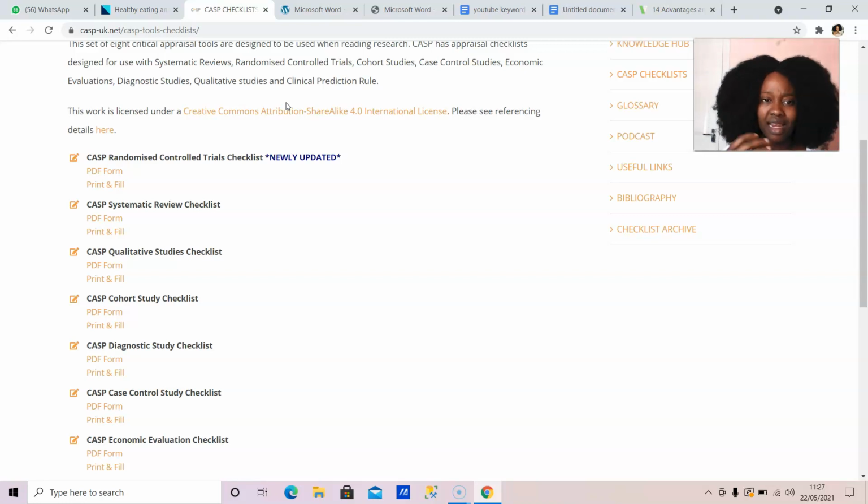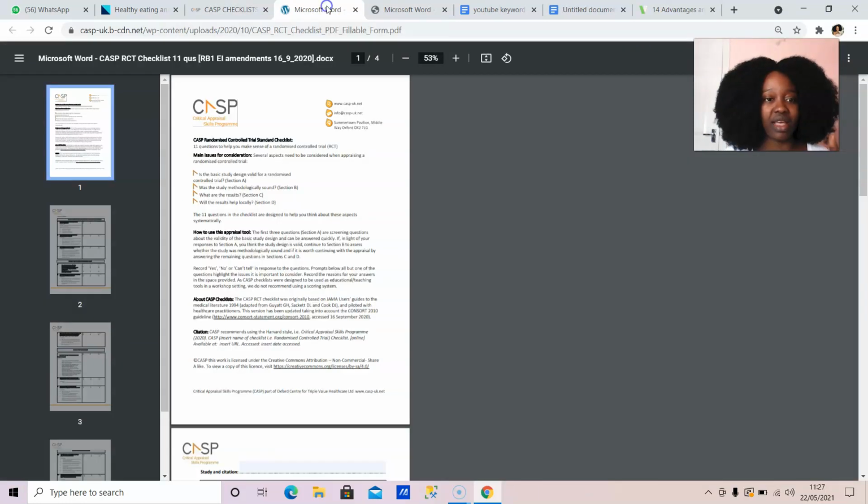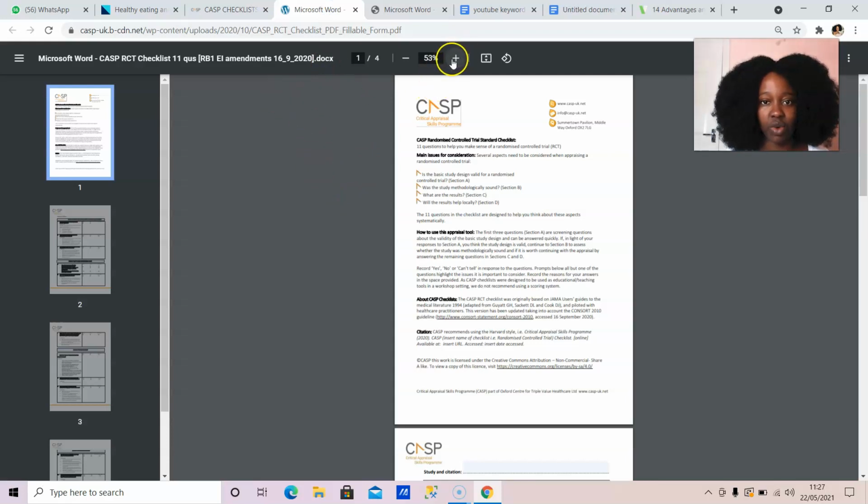So let's get to it. If we click on that randomized control trial checklist, this is what we have.